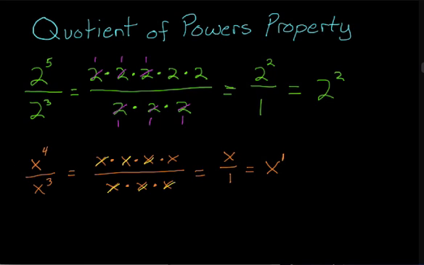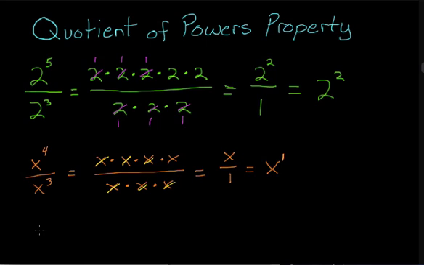So what pattern is emerging here? Well, if we have 2 to the 5th over 2 to the 3rd, and 3 of these 2's in the denominator are going to match up with 3 of the 2's in the numerator, then we're just going to be left with the difference of the two exponents. So 2 to the 2 is just 2 to the 5 minus 3. Over here, x to the 4th over x to the 3rd is going to be x to the 4 minus 3. That's going to be x to the 1.